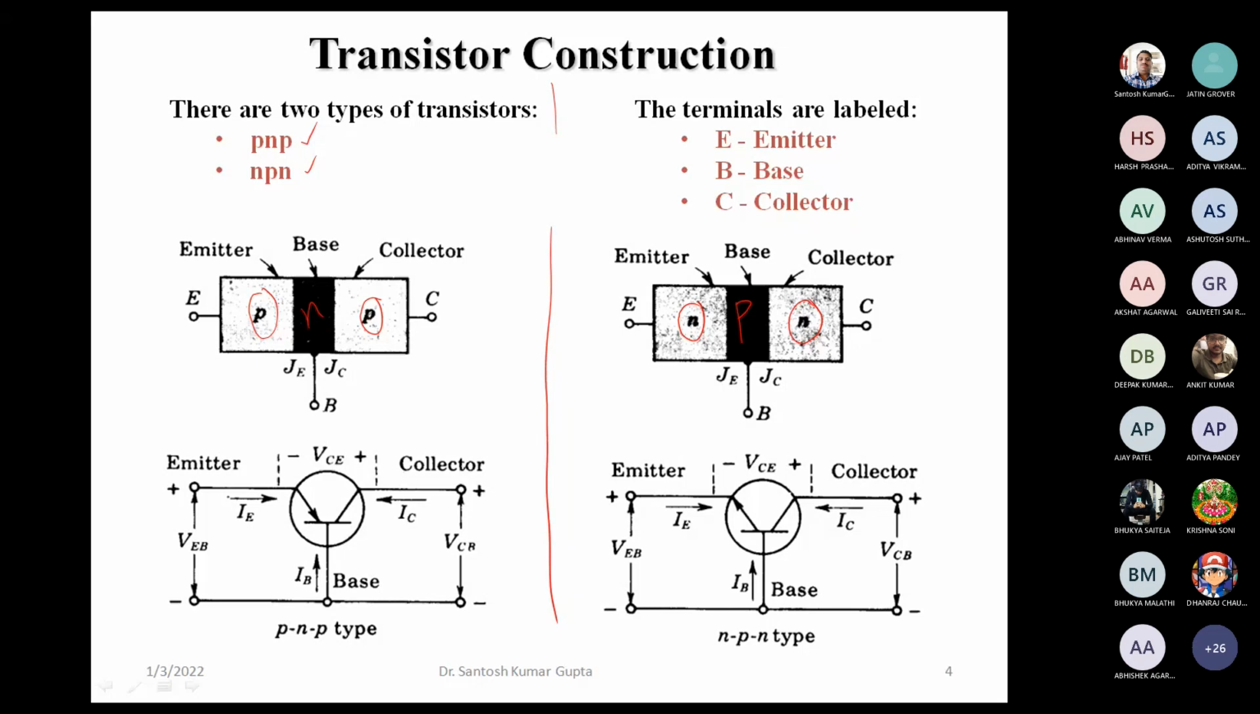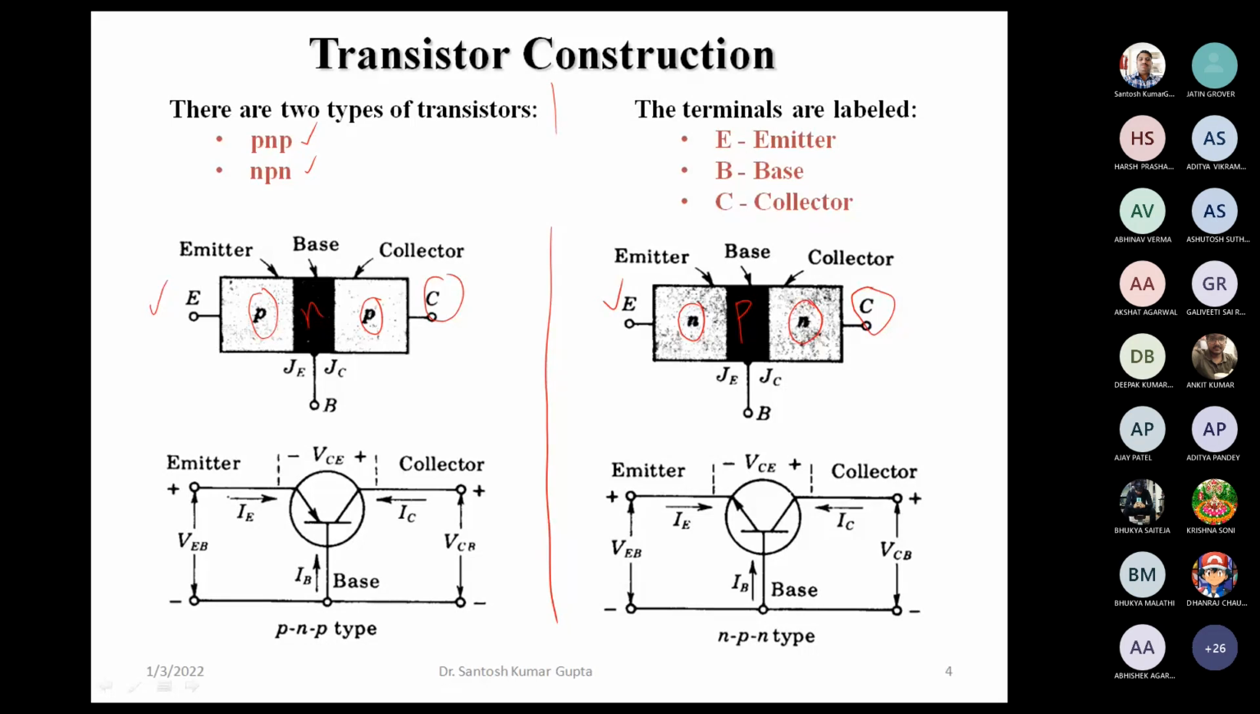By convention here, we show the emitter on the left side, whereas the collector on the right side here. But this is not a hard and fast rule here. One can also change the placement of these.